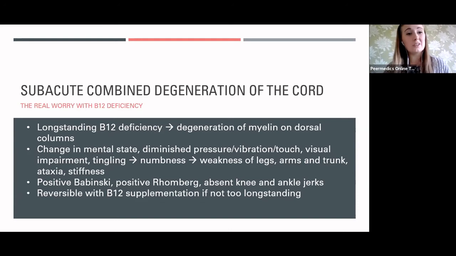And yeah, you just give B12 supplementation, so you can sort it with that. It usually improves within the first 3 to 6 months, but the cord signs, once you've got them, you're generally not going to get rid of them. So if you suspect B12 deficiency, don't delay.